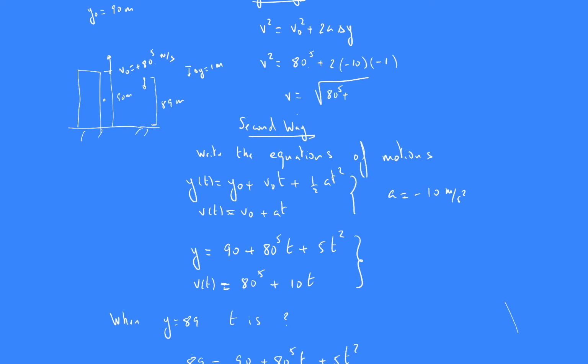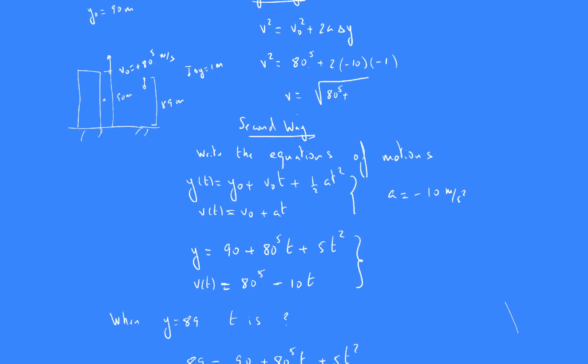So we plug in the numbers. y of t equals y0, 90, the initial position, plus v0, 80.5 times t, plus 1/2 a t squared, which is 5t squared, 10 divided by 2, 5. v of t equals v0, 80.5, minus 10t, because the acceleration is negative.